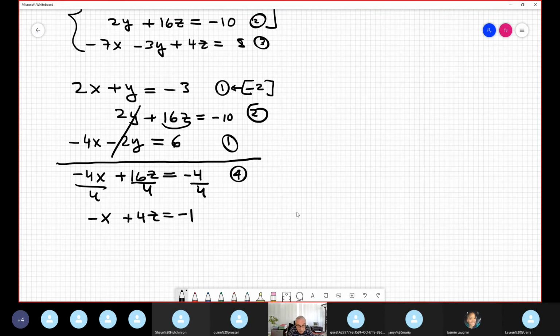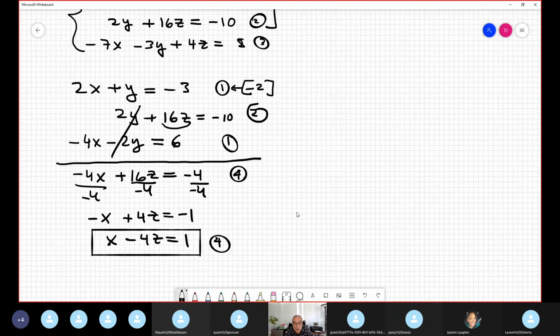No? Another student said, no, but professor, I divide by negative 4, because it's too much negative. So it's x minus 4z equals 1. Nice. This is my equation 4. Okay, let me enclose it in a box because it's important.